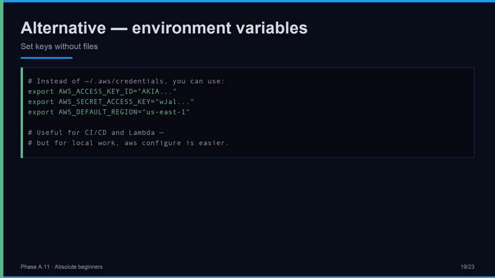There is an alternative to the credentials file: environment variables. You can export AWS_ACCESS_KEY_ID, AWS_SECRET_ACCESS_KEY, and AWS_DEFAULT_REGION in your shell. The CLI and Boto3 read these too. This approach is common in CI/CD pipelines and inside Lambda functions, where you cannot keep a credentials file. For local development, aws configure is easier and safer, because the file lives in your home directory instead of your shell history. We use aws configure throughout this course.